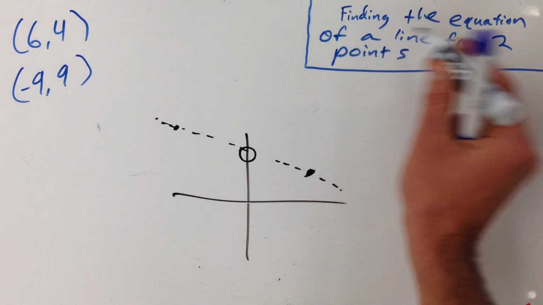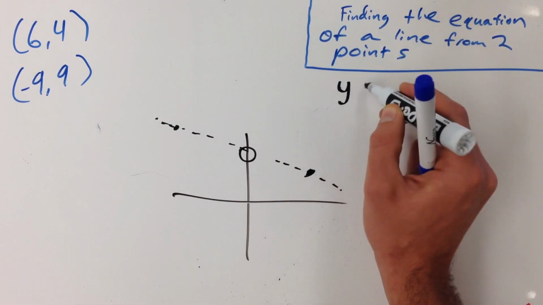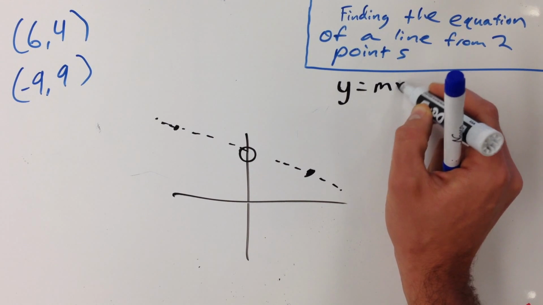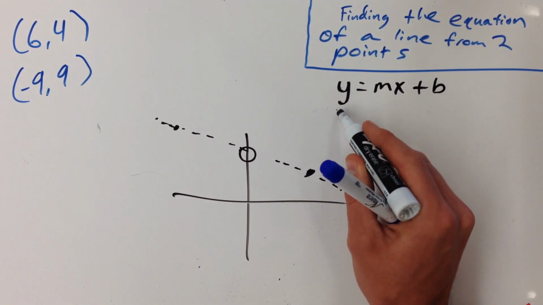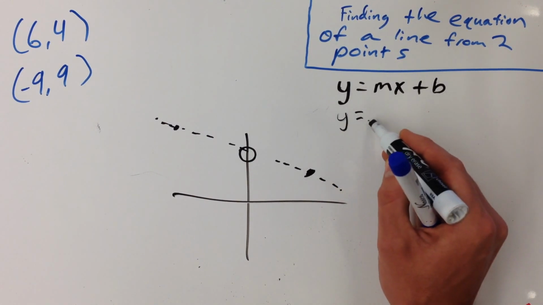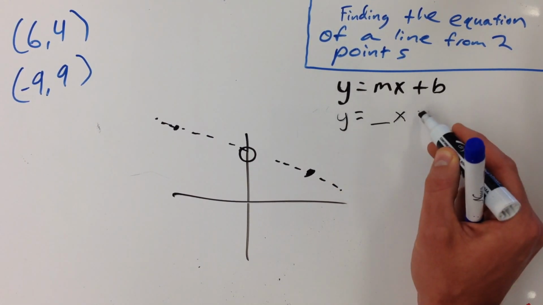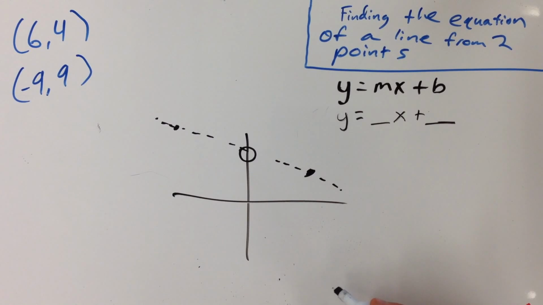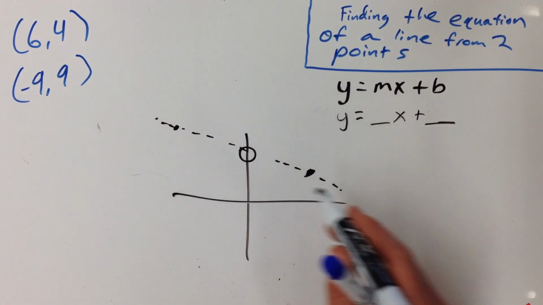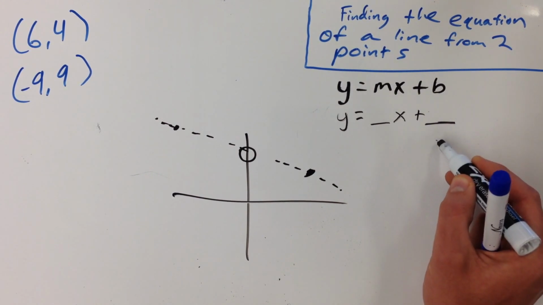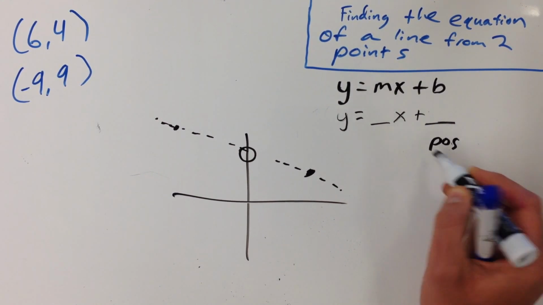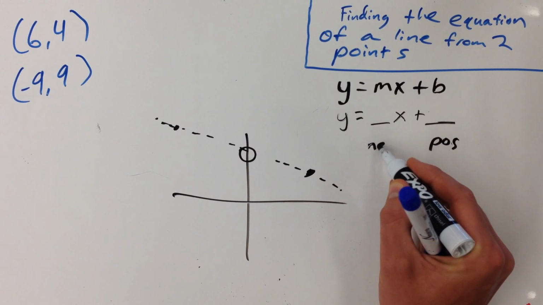Now, if we're trying to find the equation of a line, I'm going to go immediately to y = mx + b. If I want to find an equation of a line, all I need is to figure out what the slope is and what the y-intercept is. Just by looking at these points, I have a pretty good guess that our y-intercept should be a positive number, and our slope should be a negative number.